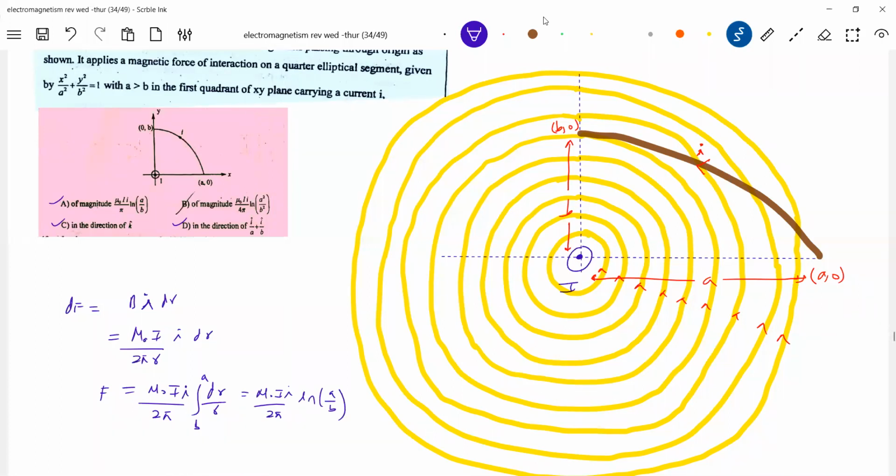Force of interaction on a quarter elliptical segment is given by. Is it justified? And what about the direction? Can we say anything about direction? B bar, current. So it will be minus K cap. No, yes, given plus K cap. That is ruled out. So this option D is totally ruled out. What about options A and B?